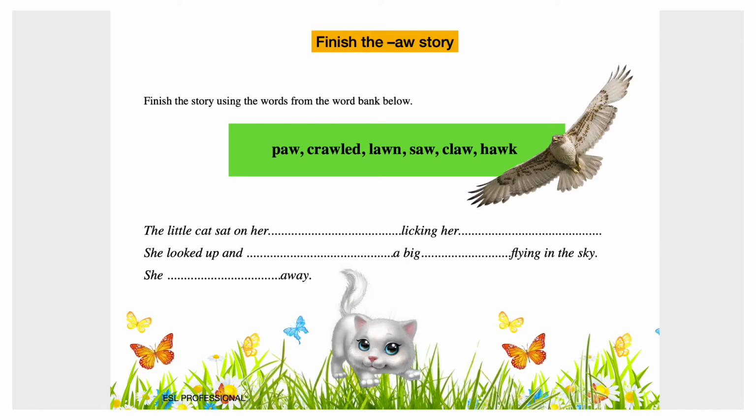And this is our last activity. We have to finish the O story. Finish the story using the words from the word bank below. Paw, crawled, lawn, saw, claw, hawk.